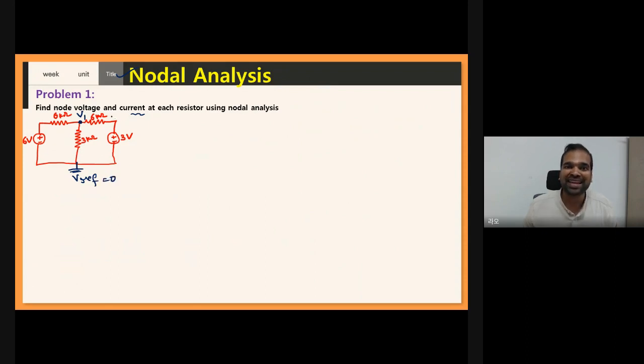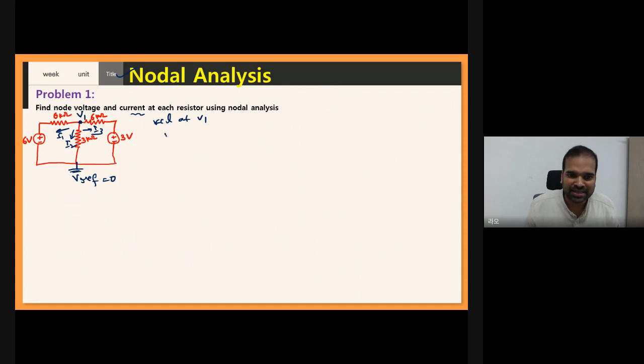Now I need to apply KCL at node V1. Before applying KCL at node V1, I should consider that current is leaving from that node to each branch, I1, I2 and I3. So if I apply KCL at node V1, what we are applying is KCL at node V1.